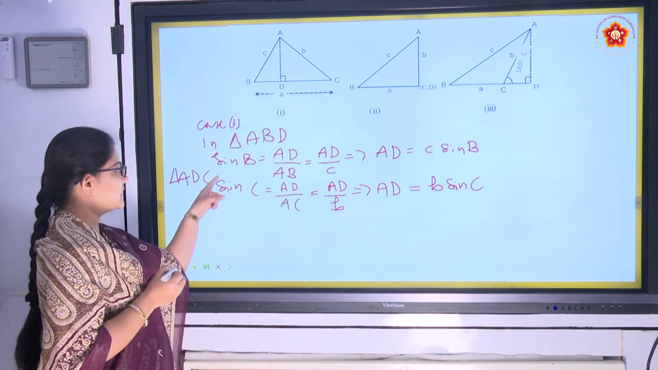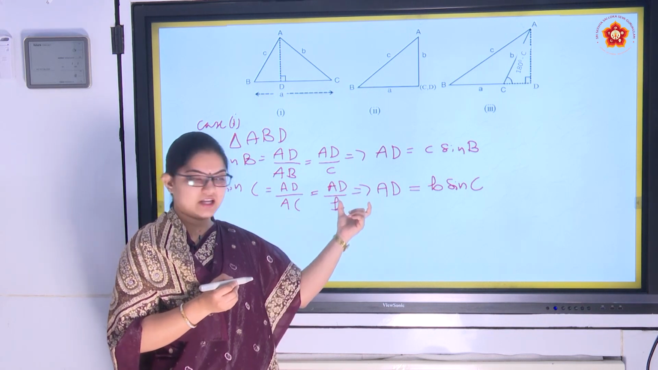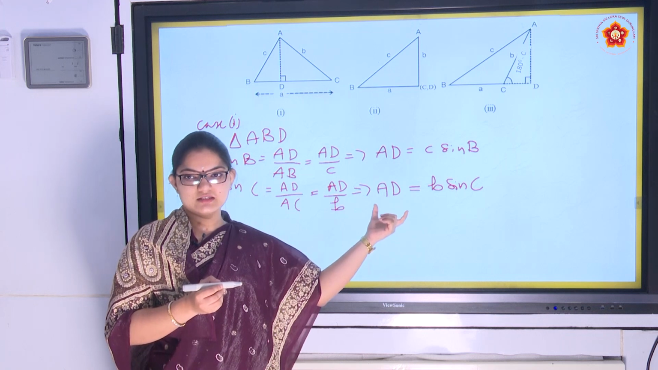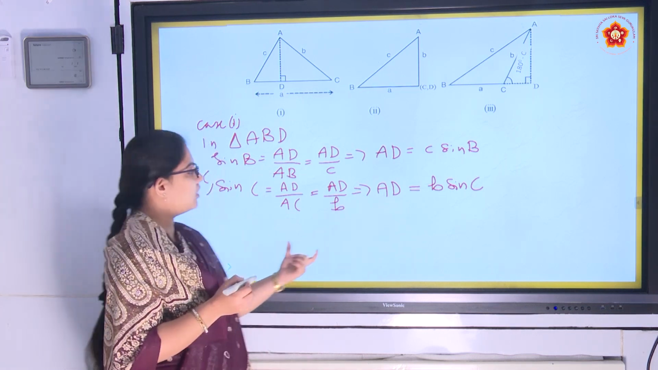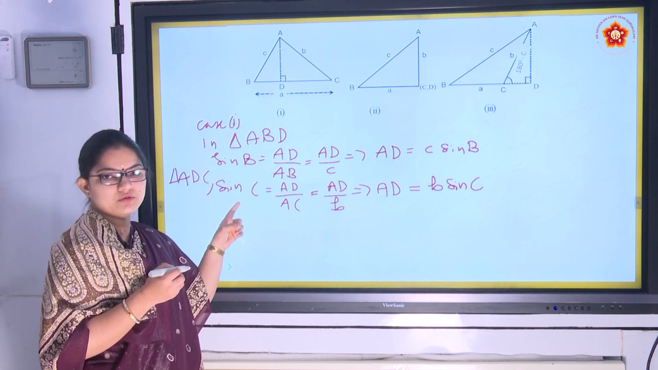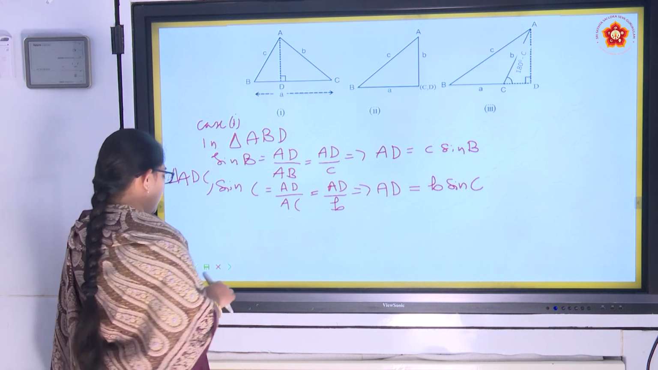So we got what is sin B and we got what is AD. In both the cases we got the AD. So AD is C sin B here and AD is B sin C in terms of sin. Now we shall prove this is true in all the other two cases also. So let us consider the second case.